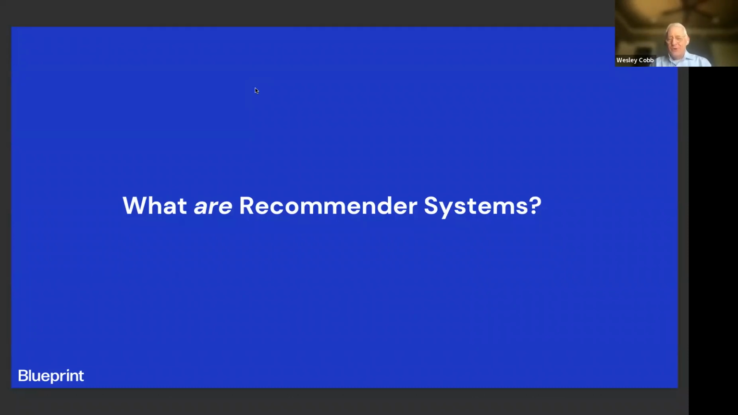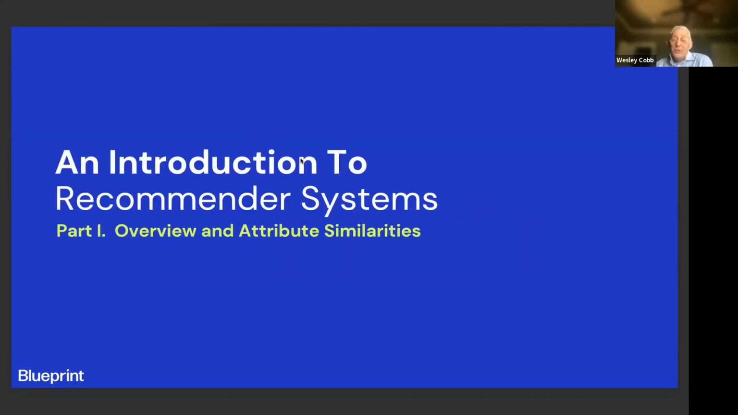So let's go ahead and get started. This is going to be an introduction to recommender systems, and it's the first of a three-part series of webinars. The first one is a sort of overview of the entire subject, and then basically I'm going to dive in a little more deeply into one of the types of recommender systems, an attribute similarity system.